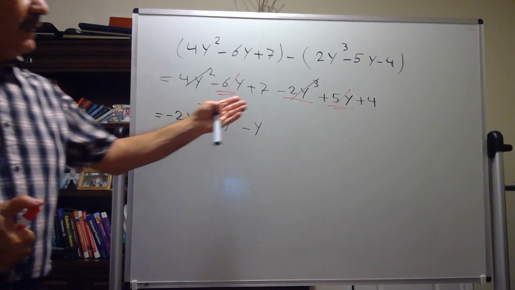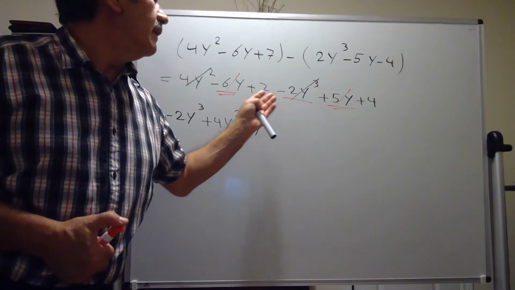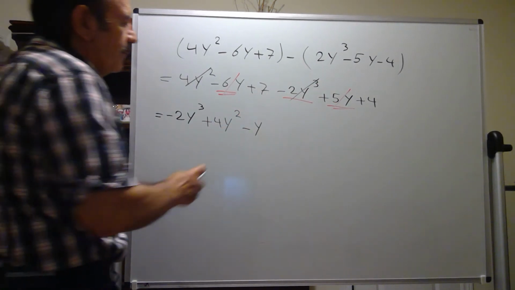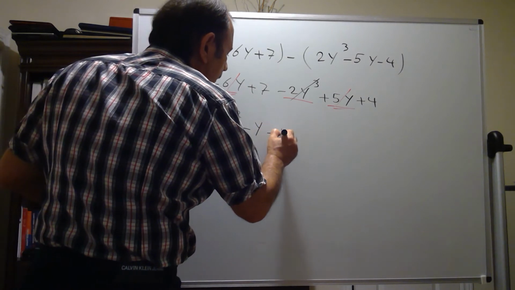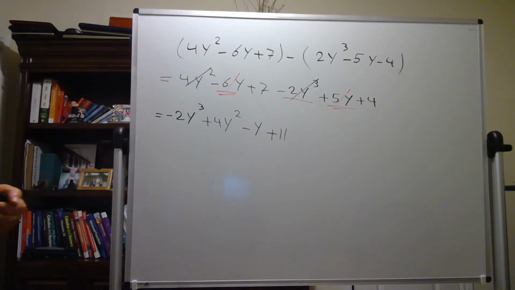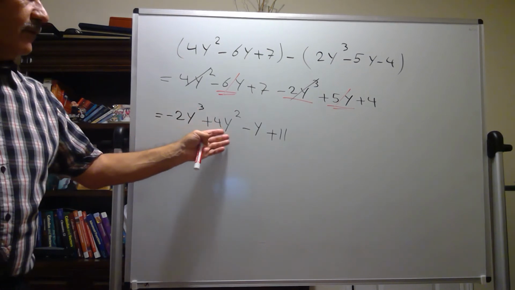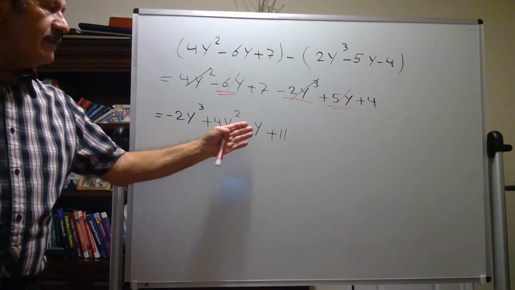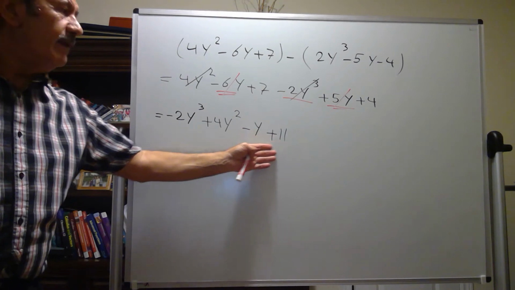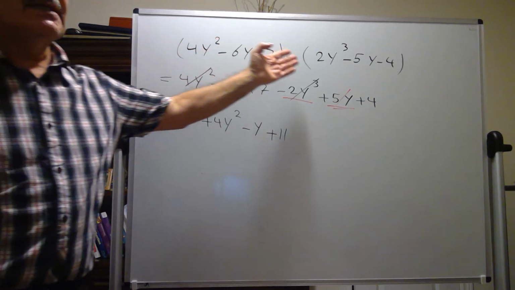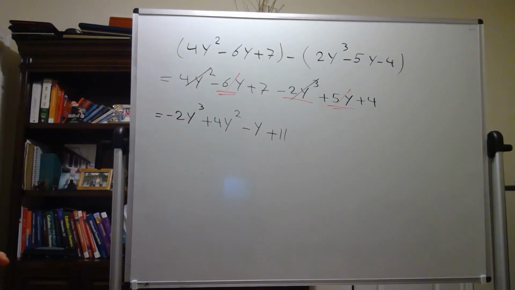Now the only remaining terms are these two numbers. Plus 7 plus 4 is going to be plus 11. So negative 2y to the power of 3 plus 4y to the power of 2 minus 1y plus 11 is the simplified format of subtraction of these two polynomials.